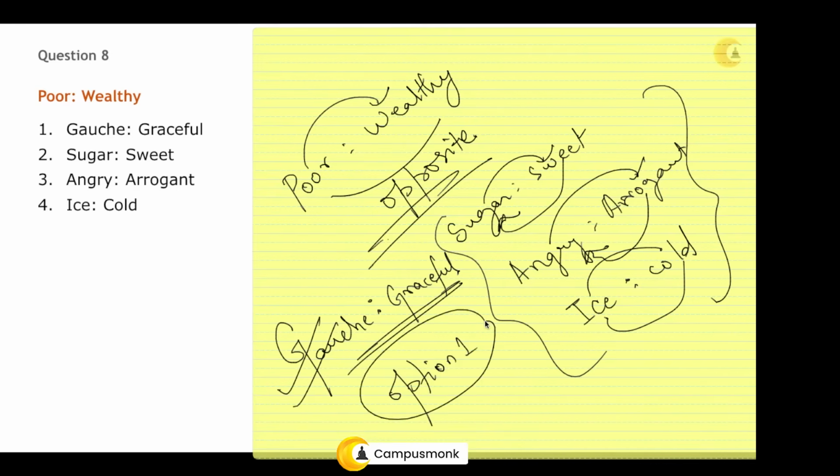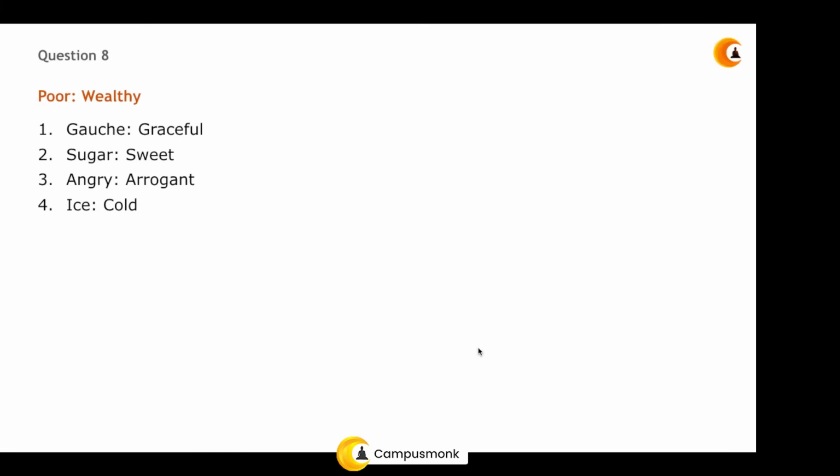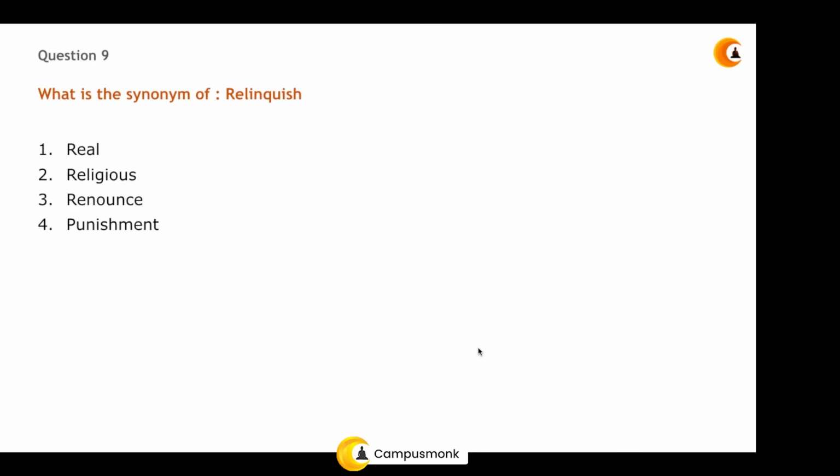So even if you don't know the meaning of some words, you can still use the elimination process. Gauche means something that is not graceful, not beautiful. Something that cannot be easily accepted because it is not good looking, not nice, not pretty. That is what gauche means. On the other hand, graceful means everyone will accept it, it's beautiful, it's accepted universally, right? So your answer is in option number 1. Moving on to the next question, you have to find the synonym or a word similar to the word given, that is relinquish.